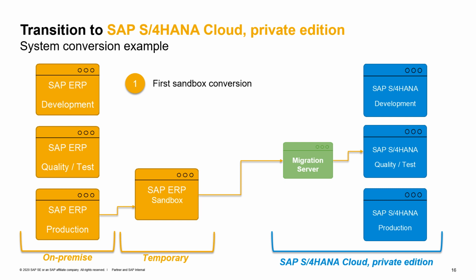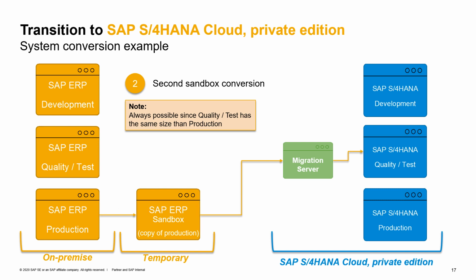In this first step, we have the first sandbox conversion typically performed from the production environment. The production environment will have to be copied into a temporary location that could be either in the customer data center or on an external infrastructure as a service. Once the copy is done, the sandbox environment can be used for the first sandbox conversion through the migration server into the S4HANA quality environment as part of the S4HANA Cloud Private Edition.